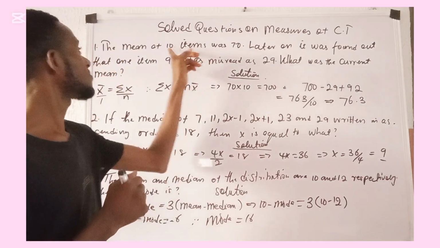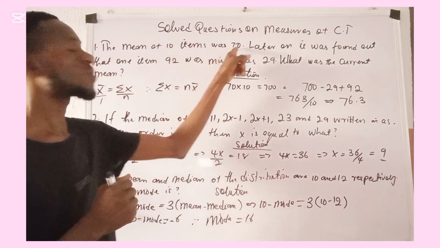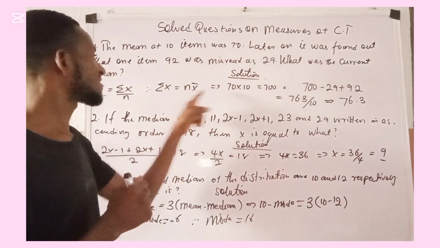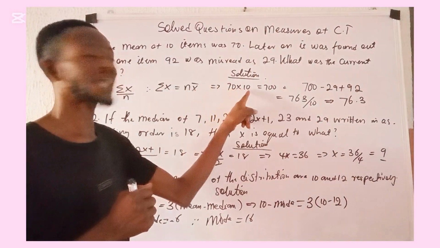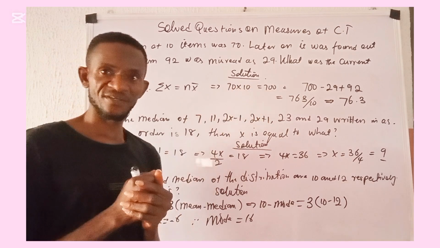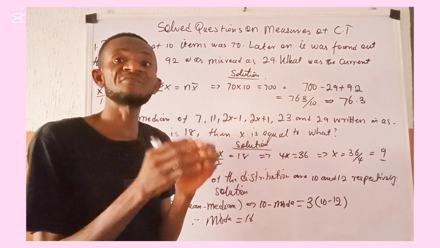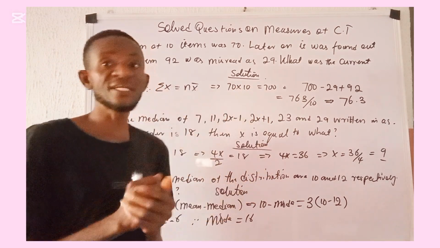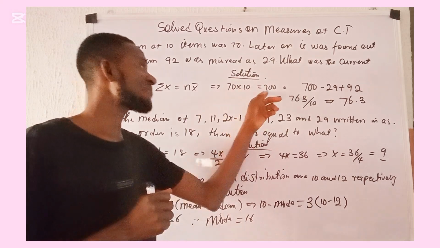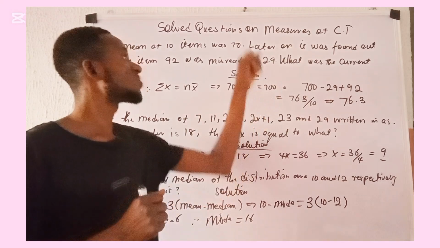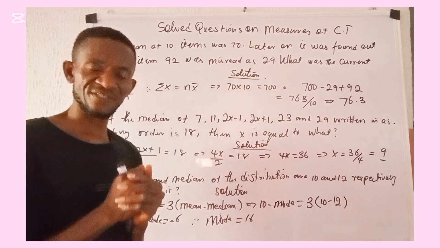Our n is 10 observations. Our x bar is 70. So we say n times x bar is the same thing as saying 70 times 10, to give us 700. So the sum of all the observations, including that mistake they made, was 700. It was this 700 that I divided by 10 to say that the mean is 70.